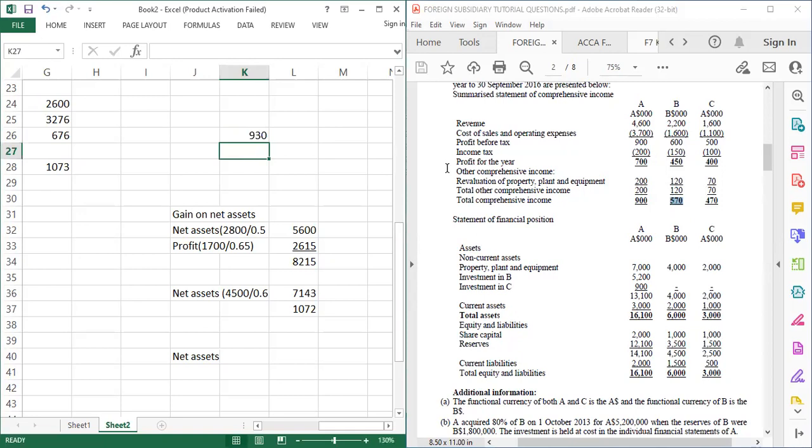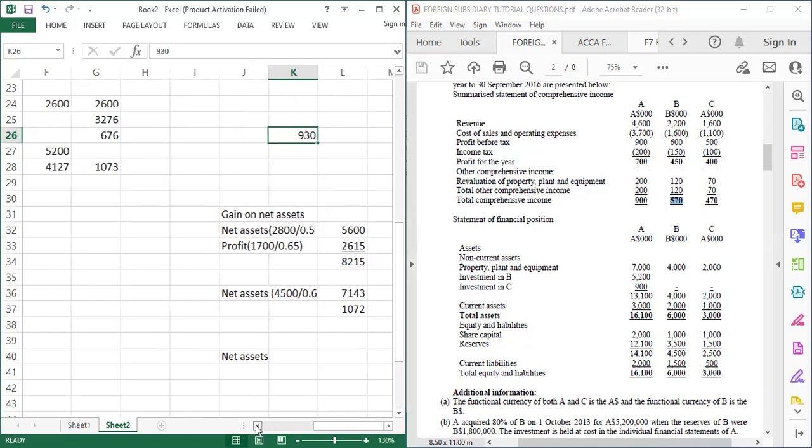So this will now be the 930, which is the profit for the subsequent period. We add it to their share capital. What is their share capital? 1,100. Or another way of doing this is that let's come to this place.